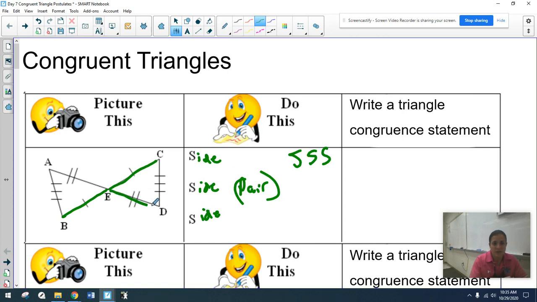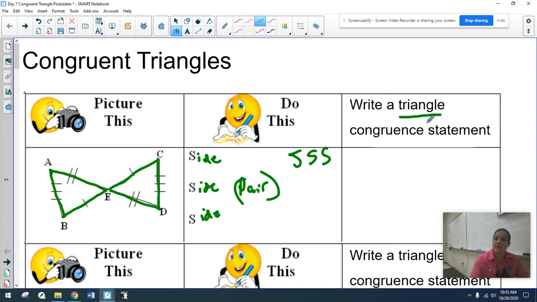This one has 2 hash marks. It matches up with this one. So there's 2 sides, that's 2 S's. And then a third side or a third pair of sides like this with the 3 hash marks is our third side. This is the easiest one to figure out because there's no fine print with it. It's just 3 congruent sides. So 3 congruent sides of one triangle are congruent to 3 congruent sides of another triangle. Then those 2 triangles are obviously congruent. Okay, so that's called SSS.